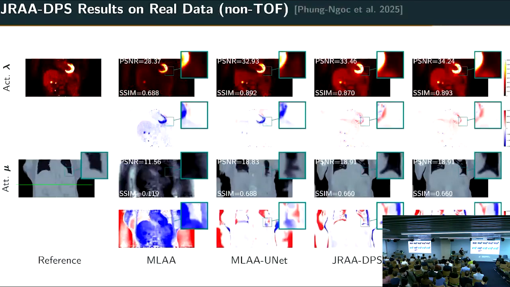And finally, I show this result on real patient data. This patient data was also acquired with non-time-of-flight. And again, we observed, I think, the best results are with our method, GRA-DPS. Although the image was slightly blurry, so we had to do one additional OSEM iteration to refine the details in the activity image. I've got some quantitative results in the appendix, so I'm happy to share with you later if you want.